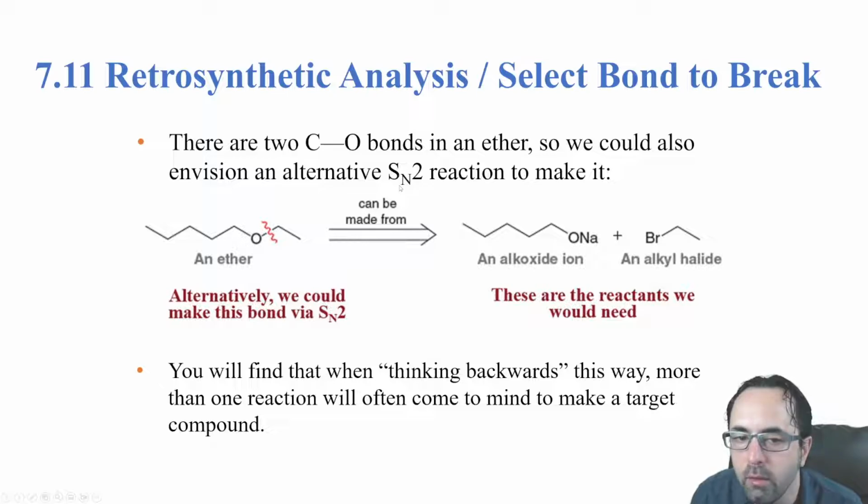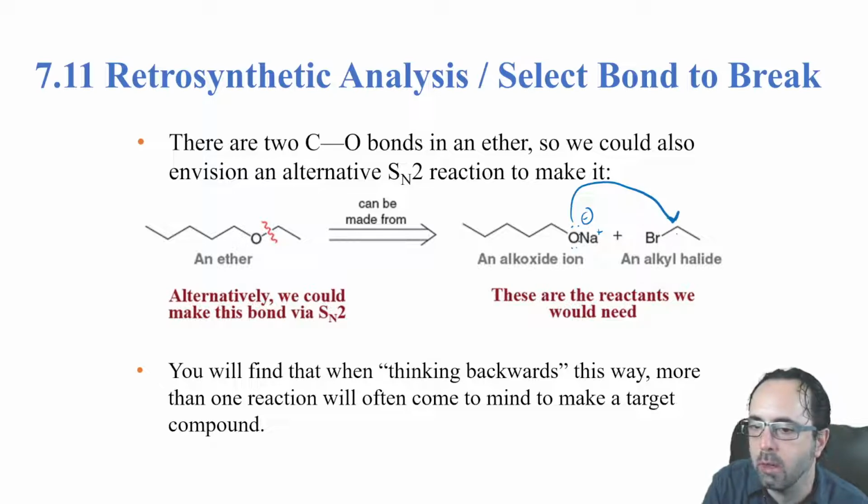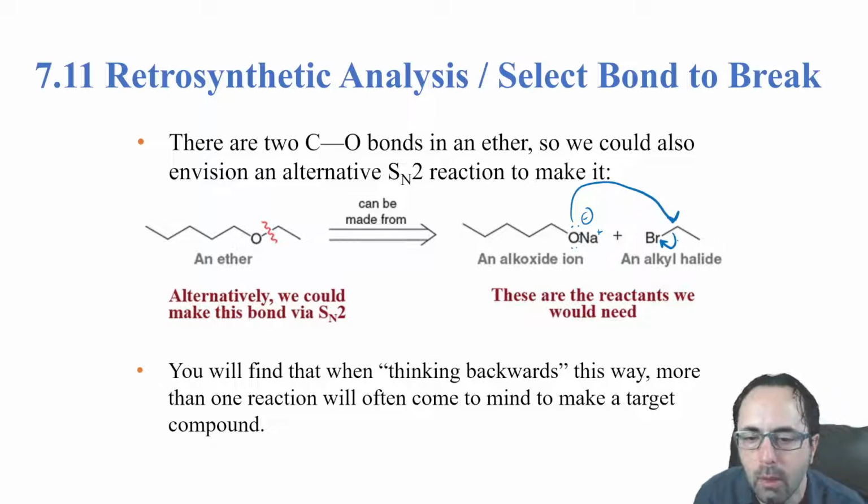There is an alternative. Often it's important to note that in synthesis there's often more than one way of doing things. And so alternatively, we could have an alkoxide ion here. We can make it from an alkoxide ion and an alkyl halide. Imagine this Na is a plus here. So alternatively, we could have the longer chain on the alkoxide ion and the shorter chain with the bromide, but it would still work. We'd have an SN2.